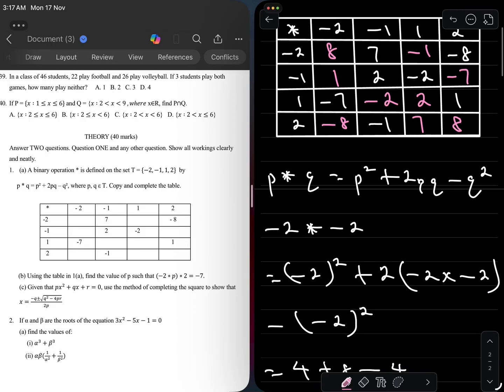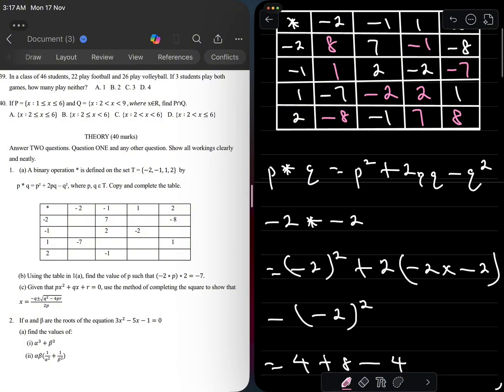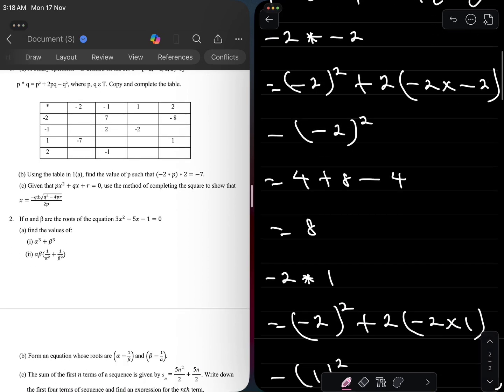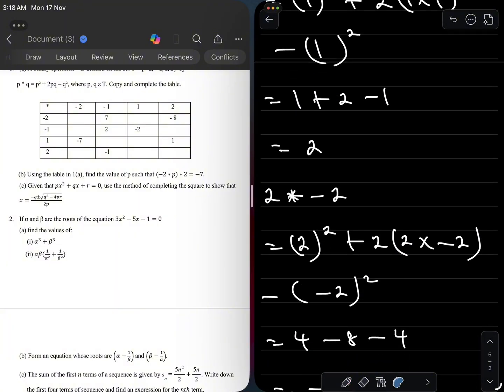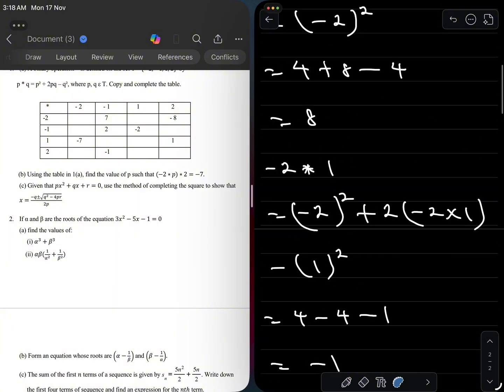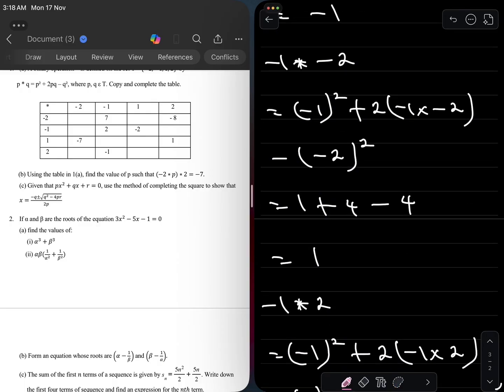And that's the table. We have completed the table. Now, what's the next one? The next one is question B. Let's go to question B. We might need to bring the table down. Let's bring the table down. Question B first.